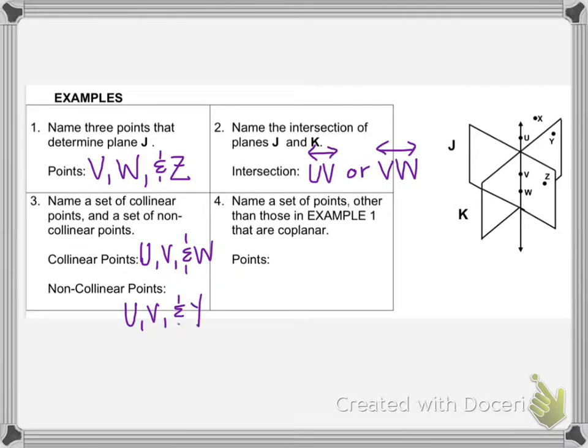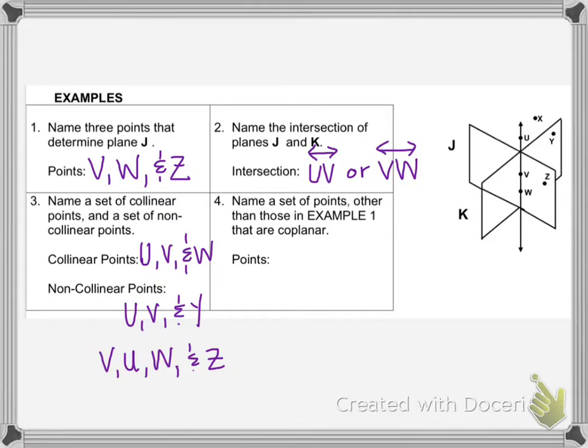Or if I was to take those 3 collinear points, V, U, W, those are collinear, but if I add a 4th point that's not on that line, now the 4 of them are considered non-collinear. So let's say I add point Z to that. So those 4 points would be non-collinear. So those are just a few examples.